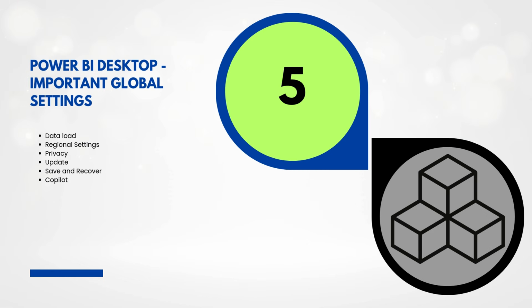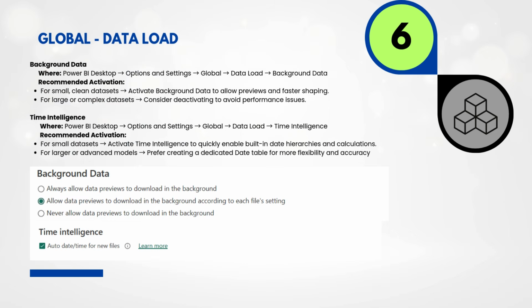We go step by step through the most important global settings under options: data load, regional settings, privacy, updates, save and recover, and Copilot. By the end, you will know exactly which settings to activate or deactivate to make Power BI run smoothly and efficiently. Alright, let's move into one of the most important areas of Power BI's global options, the data load settings. These settings control how your data is imported, refreshed, and how Power BI handles time intelligence. Getting this right can save you a lot of performance headaches later.